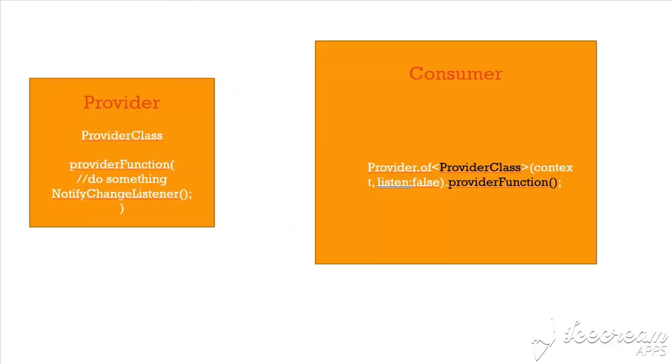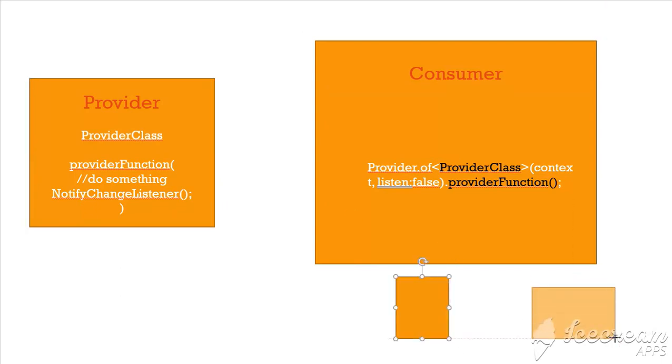So let's see here. We have a provider class and a consumer class. You see, it can be more than one consumer. In the provider class, we have a function provider. You can have any name here, and then you do something in this function, and then you call this notify change listener inside this provider class. And then this notify change listener is actually informing all the consumers.